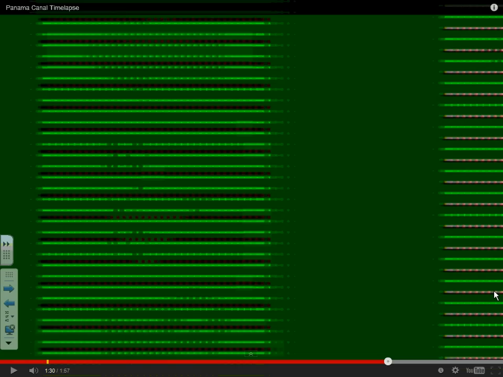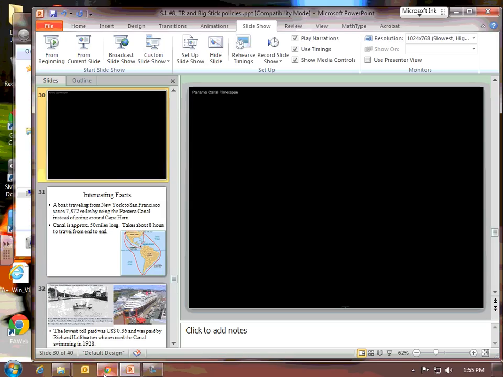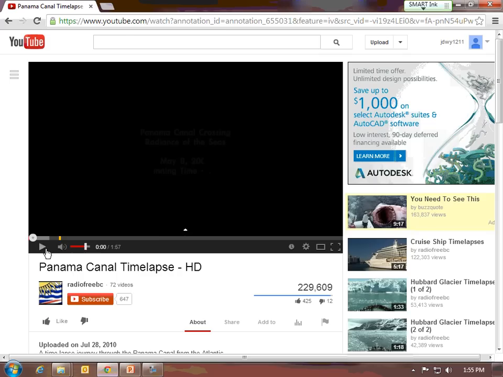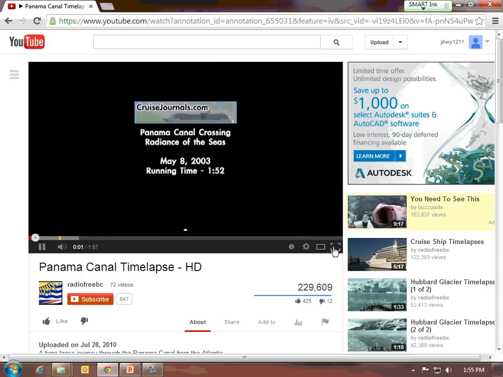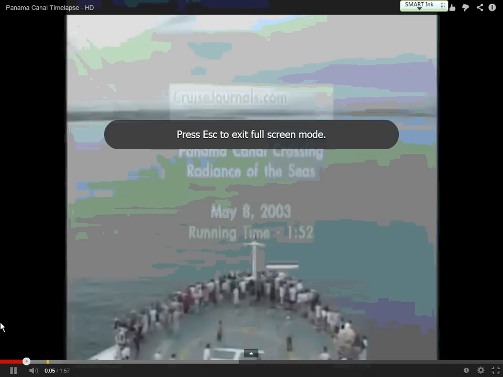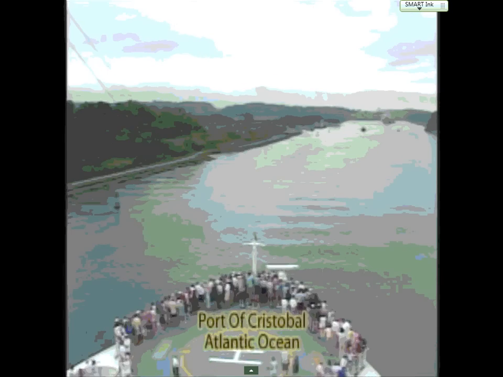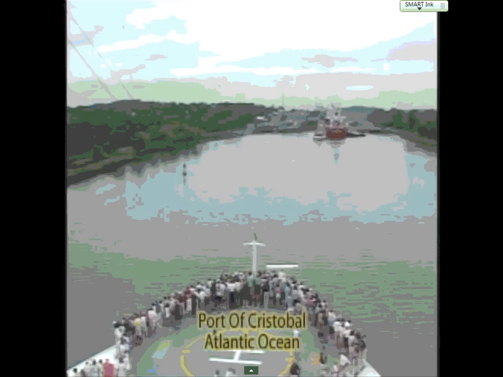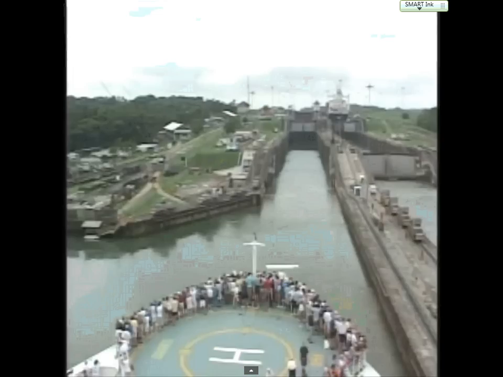I want to show you time-elapsed photography of the canal, so you just kind of get a sense of what it's like to go through the Panama Canal. So you can see here this cruise ship with some of its passengers excitedly waiting to experience the movement into the first lock system that they're approaching.